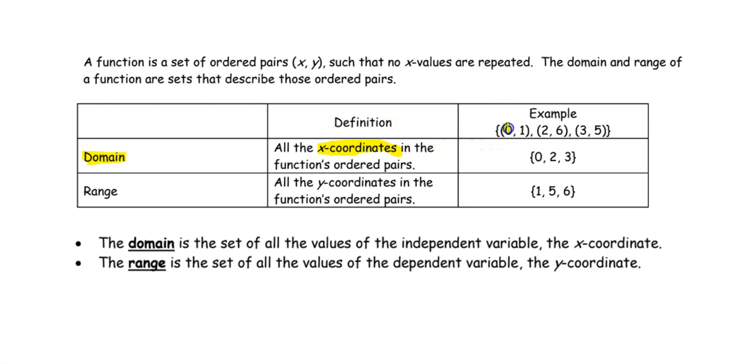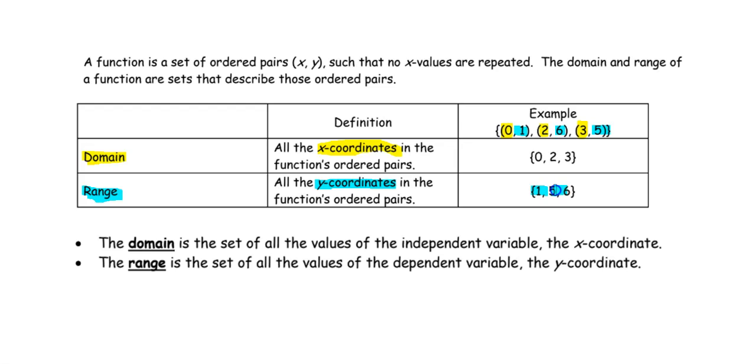So if we look here, our relation, we had three different points. We had 0, 1, 2, 6, and 3, 5. Our domain is going to be our x values. So our domain would be 0, 2, and 3. Our range, on the other hand, is just another word for our outputs or for our y coordinates. In this example, we have 1, 6, and 5 are going to be my ranges.